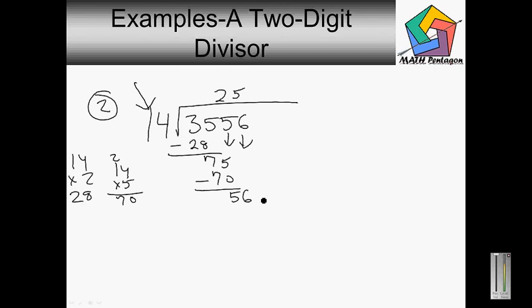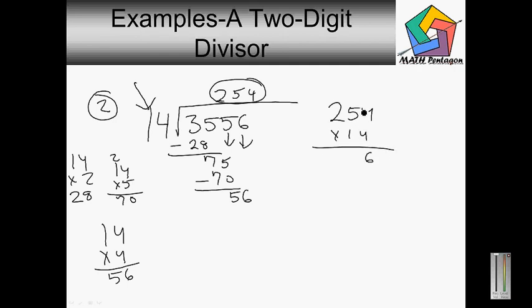Drop down the 6. And 14 goes into 56 4 times. As you can see, 14 times 4 is 56, and you have it right there. So it would be 4. So our answer would be 254. Now we can check this answer.